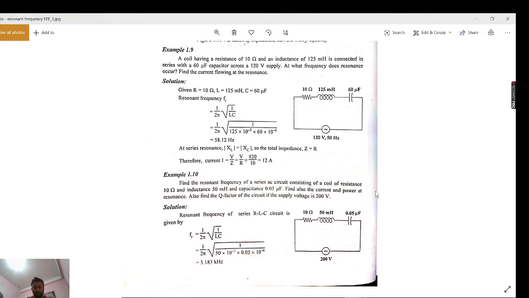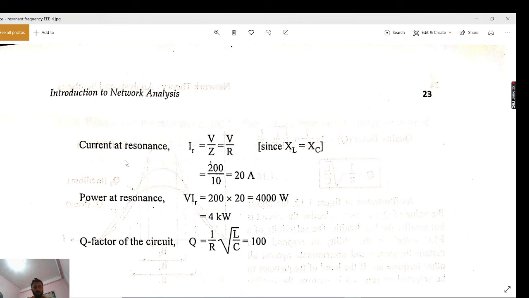So here we have the next one, and the next parameter remaining is current at resonance. So I equals V upon Z, and that is V upon R. Since in the series case XL is equal to XC, we'll get 20 ampere, and power at resonance is going to be V into I, that is 4 kilowatt. And quality factor for the series case is Q equals 1 upon R root under L upon C. We just have to substitute all the values and then we'll get the quality factor as 100.